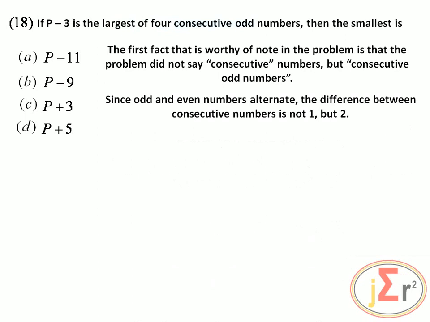Since odd and even numbers alternate, the difference between consecutive numbers is not 1 but 2. So the difference between consecutive odd numbers is 2, and the difference between consecutive even numbers is 2. So we are not saying consecutive numbers, we are saying consecutive odd numbers. So the difference between 2 consecutive odd numbers is 2. So we need to pay attention now to one more important detail.